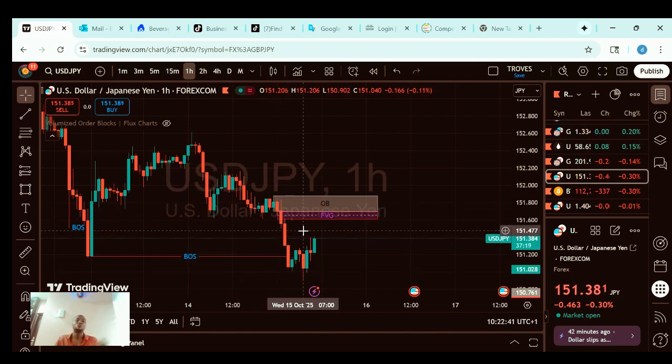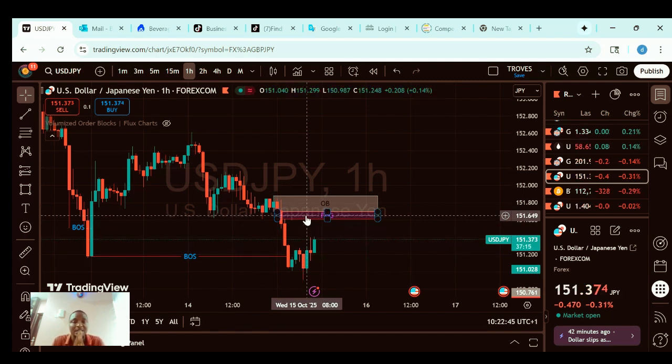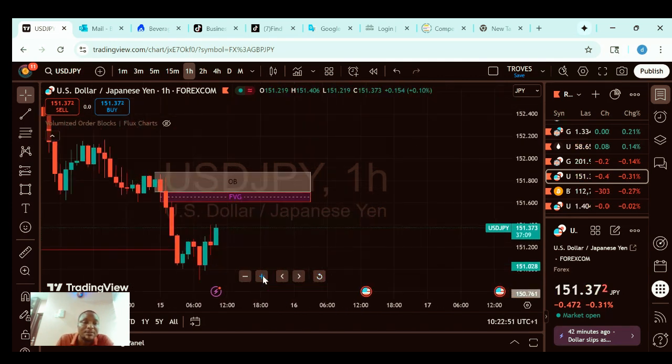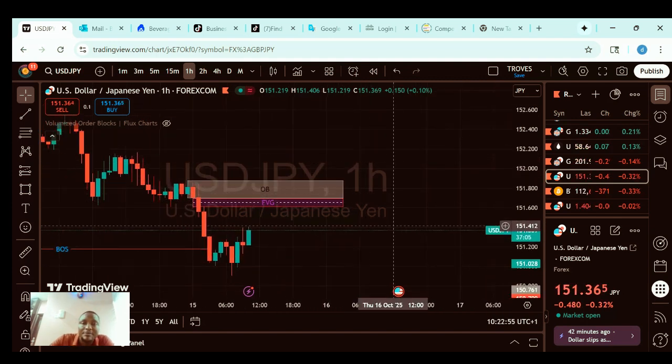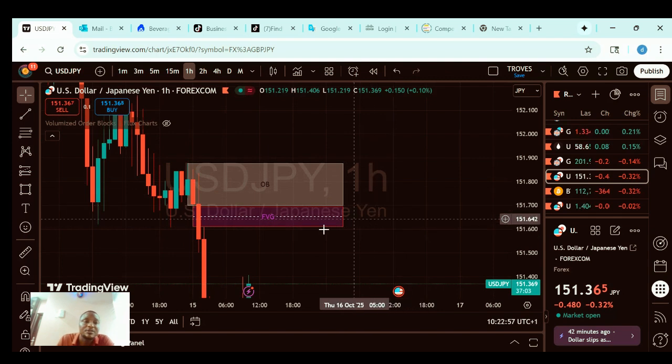Now, you'll be asking, what is this other thing in between that I labeled FVG? That FVG labeled there is called a fair value gap. Now, let us find out what a fair value gap is.